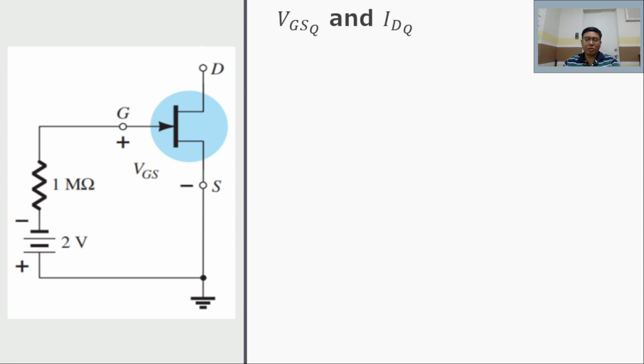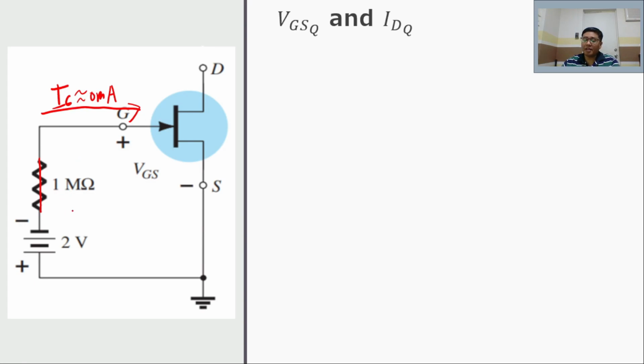In JFETs, we can assume that the gate current IG is approximately equal to 0 due to the sufficiently high input impedance of the JFET. This is your IG, and we can approximate that to be equal to 0. We can write the unit milliamperes or amperes. RG will be shorted in effect, giving us this equivalent circuit. We have IG of 0 amperes or milliamperes.